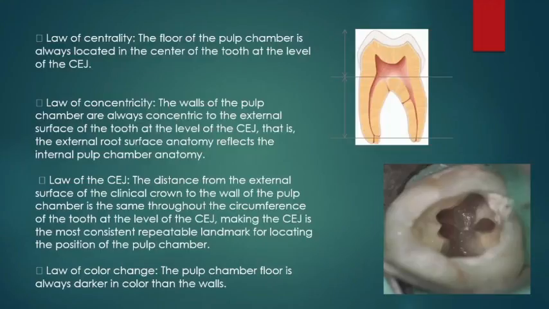The next law is the law of color change. This is a very important law, especially when you are doing the treatment under magnification. In this law, we have to know that the pulp chamber floor is always darker in color than the surrounding vertical walls. You can see this in the photo. You can see how the pulp chamber floor is much darker in color, almost brown, when compared to the vertical surrounding walls, which are much lighter.